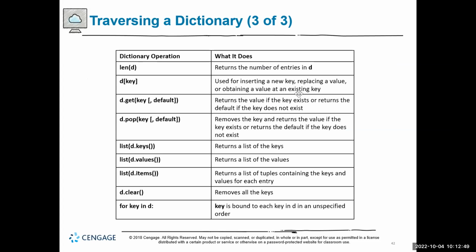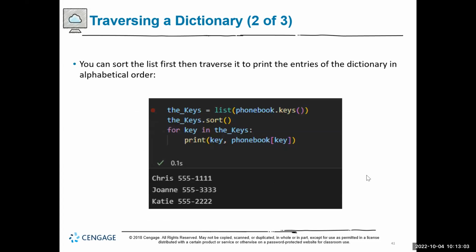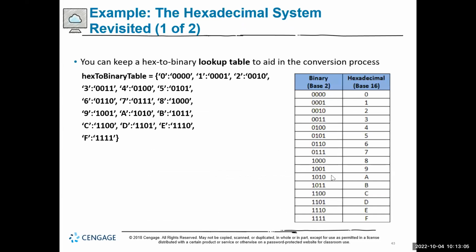Okay, so here are some of the built-in functions. You have the len function. You have get, you have pop already, you have list keys, you have list values, you have clear, and you have for key indeed. That's everything I mentioned in the slide here.